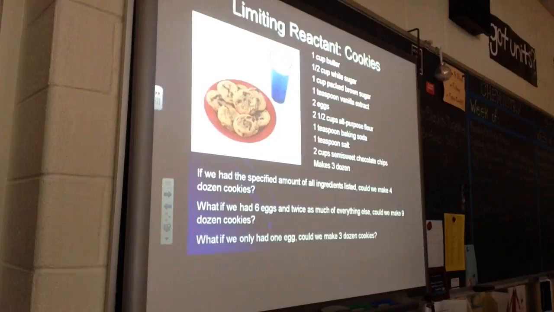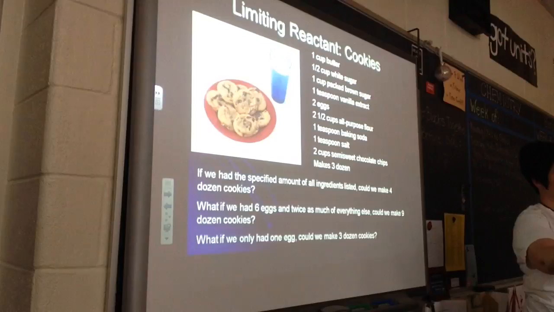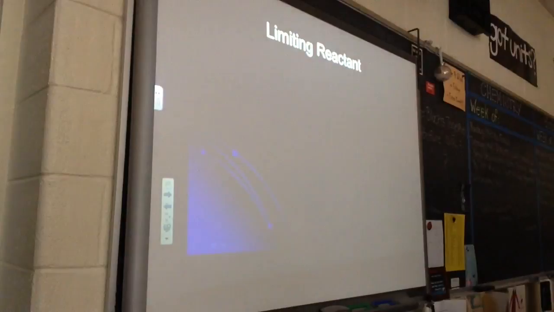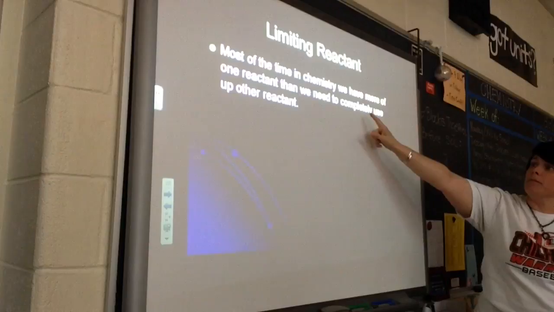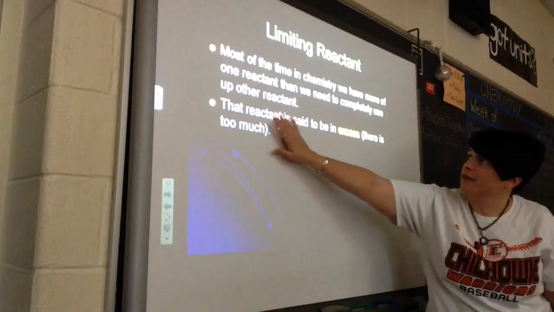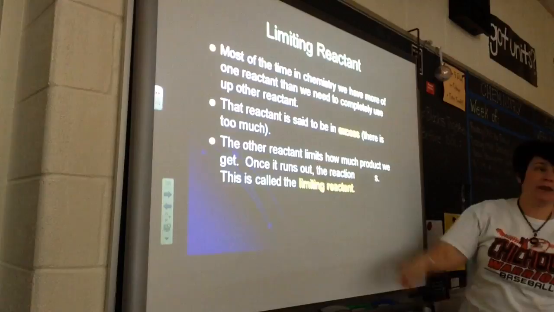So the idea of the limiting reactant is determining through stoichiometry, if we've got 2 reactants, and we have this much of this one and this much of this one, which one determines how much product you can get, okay? Now, you still don't need to write. Most of the time in chemistry, we have more of one reactant than we need in order to completely use up the other reactant. The one that we have more of than we need is said to be in excess, which means that there's too much.